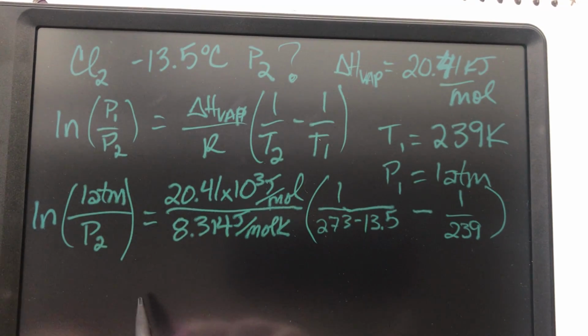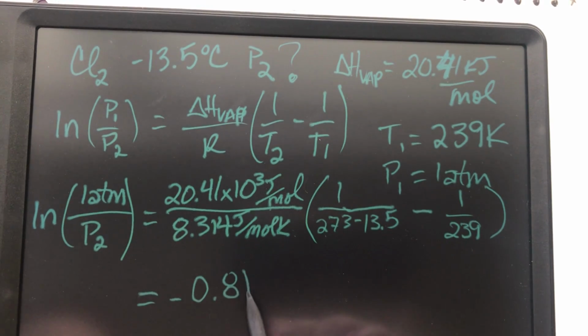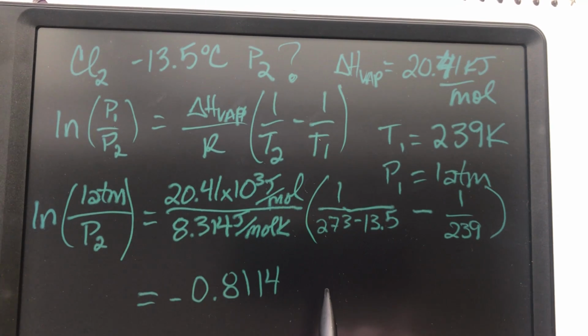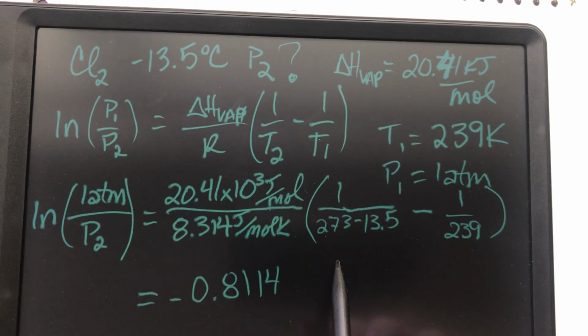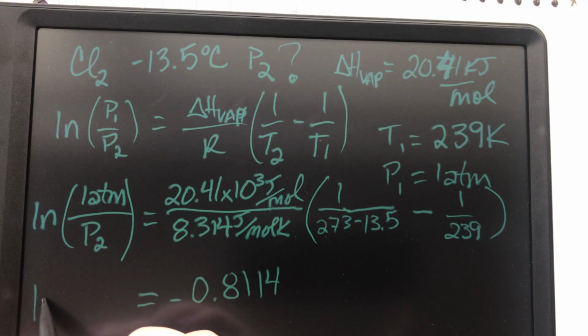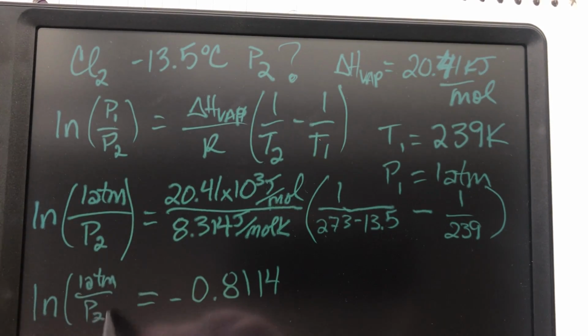Negative 0.8114. Anybody else? This is a bigger number. Yeah. Yeah, I got that. Okay, cool. All right, and then that's going to be equal to the ln of 1 ATM divided by P2.